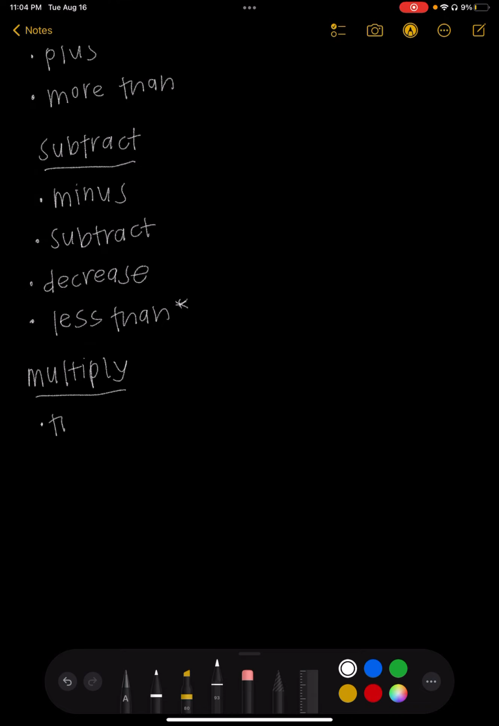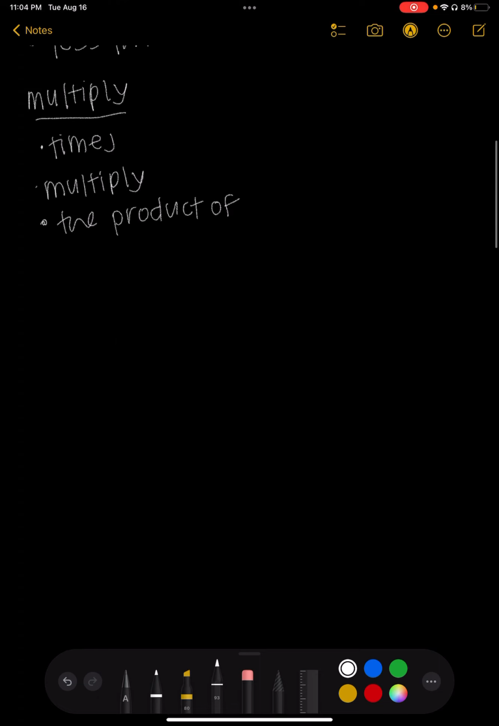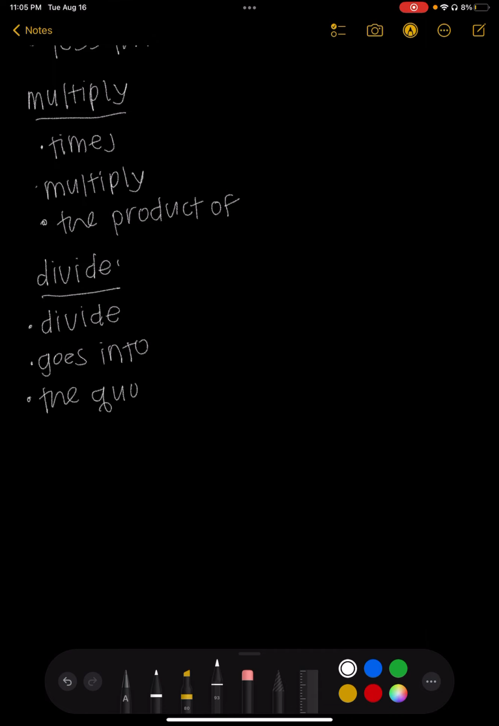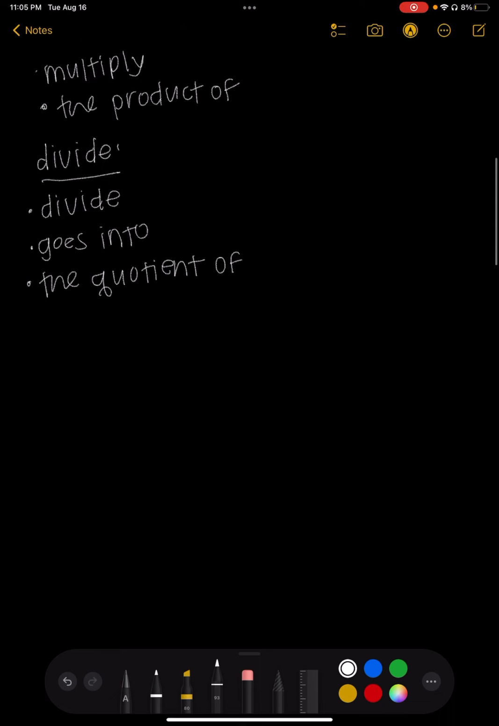Okay, now let's do multiplication. So times, multiply, the product of, and then we've got divide, which would be like, obviously, divide, goes into, or the quotient of. Okay, there's just a couple left.